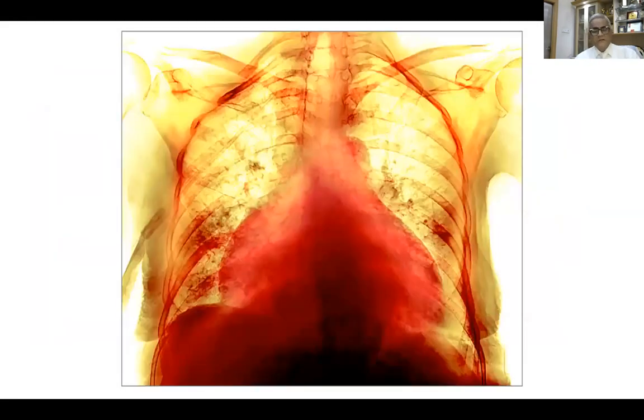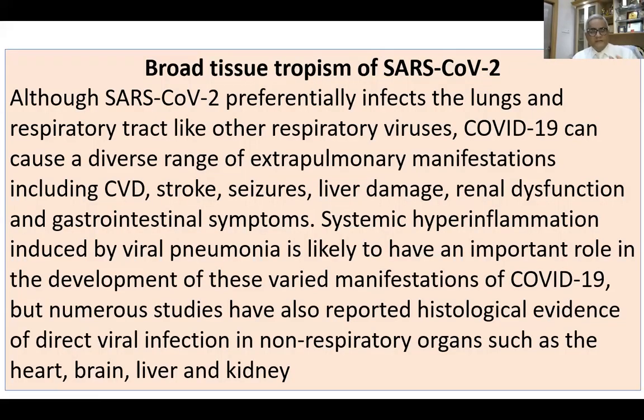But this is a slide which is basically an X-ray taken during the Wuhan infection of a patient, where you can see clearly that there is a significant chest abnormality with cardiomegaly. And this is one such example where COVID has actually created a problem, because COVID has a significant affinity called broad tissue tropism. SARS-CoV-2 preferentially infects the lungs and respiratory tract, which we all are aware of. There's a reason why the pulmonologists and critical care specialists come into the picture.